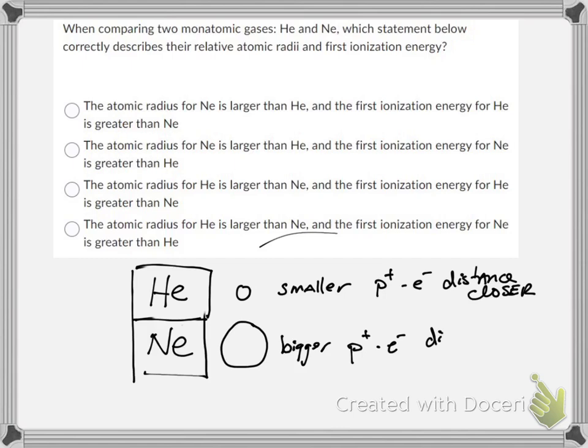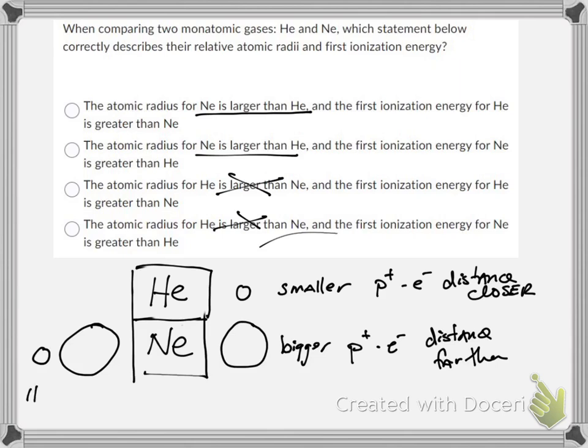That means the proton-electron distance is farther apart for neon. So that means that the first two options have to be wrong. I mean, helium cannot be bigger if it has one shell less. So now the choice is, okay, we know neon is bigger, but what about the ionization energy?